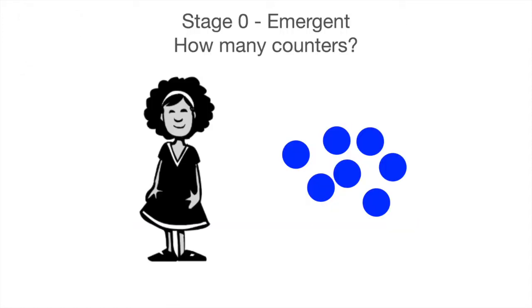At stage 0, students are unable to count a given number of objects because they lack knowledge of the count sequence and/or they lack the ability to match things in a one-to-one correspondence. In this example, the student lacks knowledge of the count sequence.